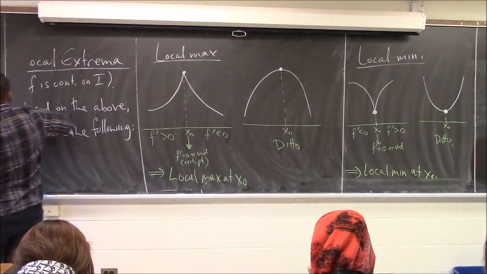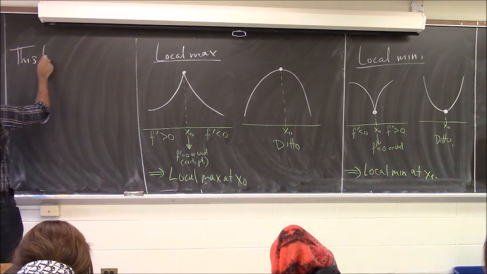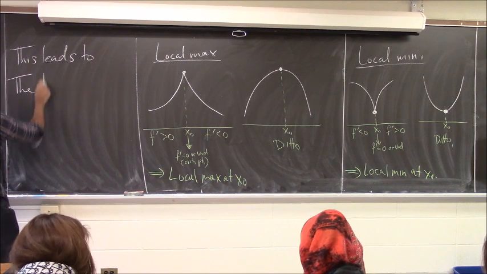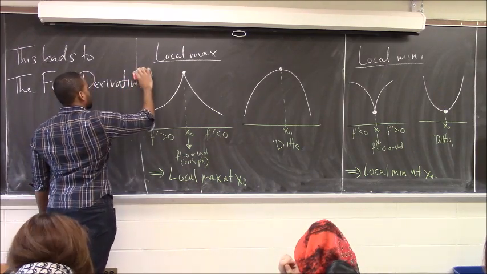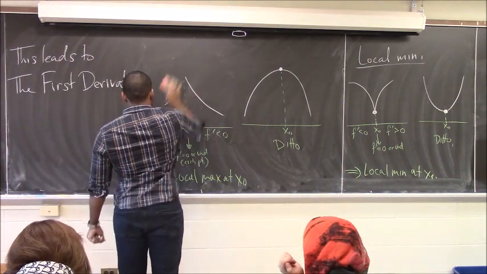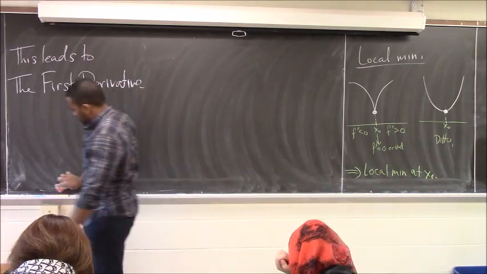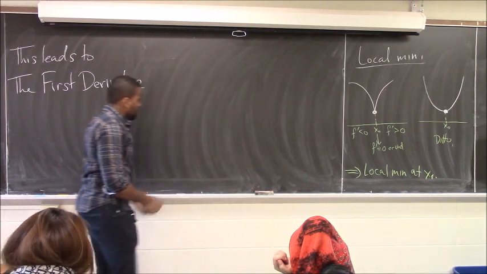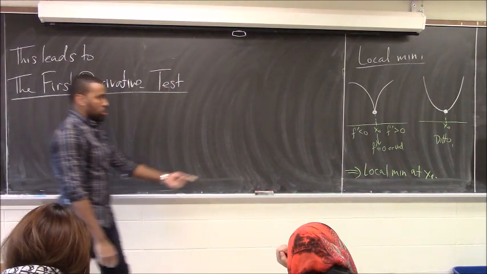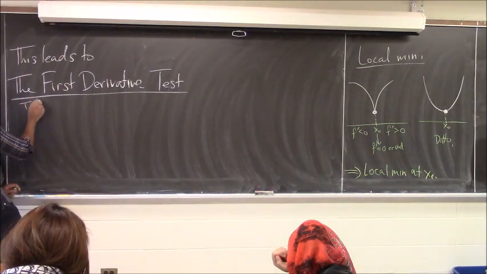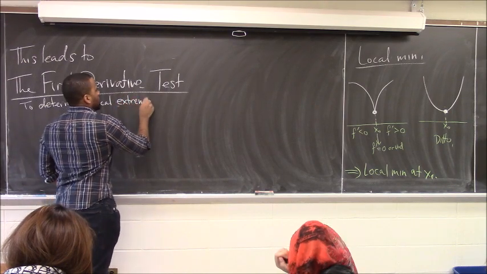And you can summarize this kind of thing in, of course, the data here. And you pretty much summarize this finding with something called the first derivative test. So this is a test by which, assuming our function is continuous, we can use derivatives to determine where local extrema happen. We call it the first derivative test because we're going to use the first derivative to determine this behavior. So this is to determine local extrema if they exist.